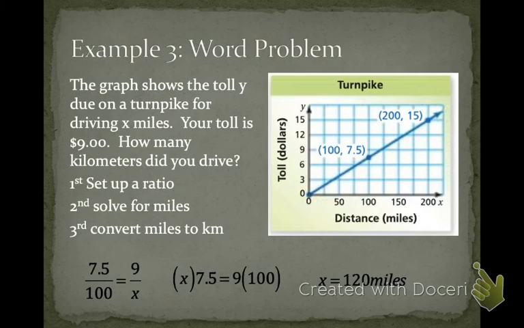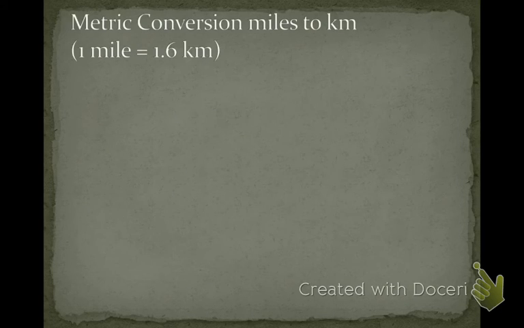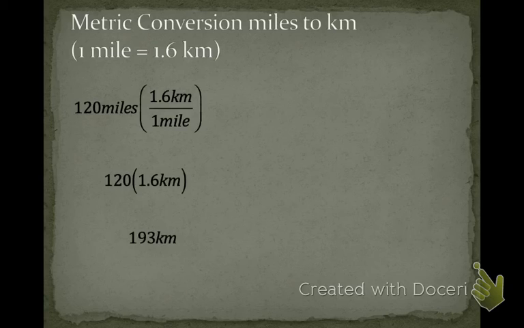Oh, one more step. I have to convert to kilometers. So here's how to convert to kilometers. 1 mile equals 1.6 kilometers. So I started with 120 miles, and I know 1 mile is 1.6 kilometers, so I'm just going to multiply those. And I get 193 kilometers.